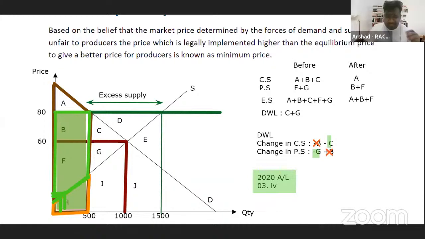But when you look at this, the government came like the big shot. He came like Superman. He said, okay, look here, I am giving you a minimum price of 80. But actually what happened is, guys, the producer did not benefit. Without the minimum price, he was able to sell 1,000 kilograms. But now, with this minimum price of 80, he can only sell 500 kilograms. He is losing actually. Even though the government wanted to help the producer, that is why they came and put this minimum price of 80, the producer did not really benefit.